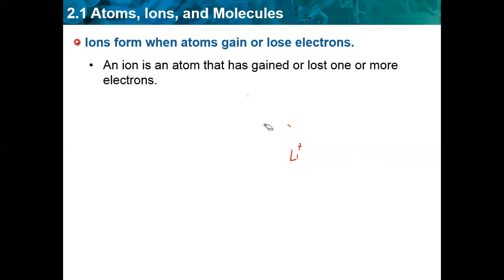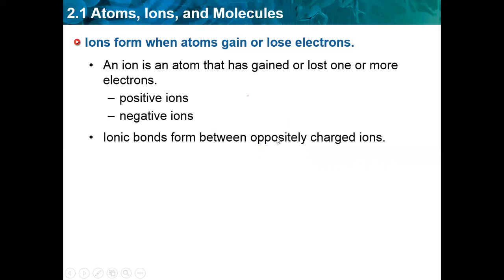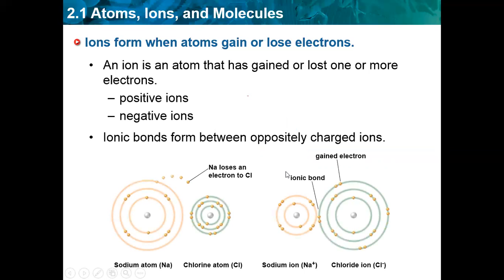So an ion is an atom that has gained or lost 1 or more electrons. We have positive ions. We also have negative ions. Ionic bond forms between oppositely charged ions. When you have oppositely charged ions, they form an ionic bond. And what they're saying is this.